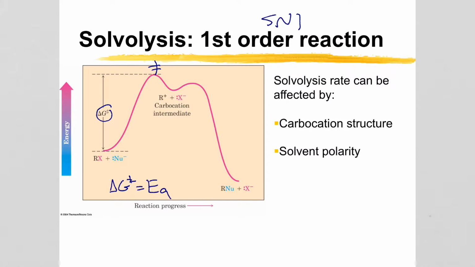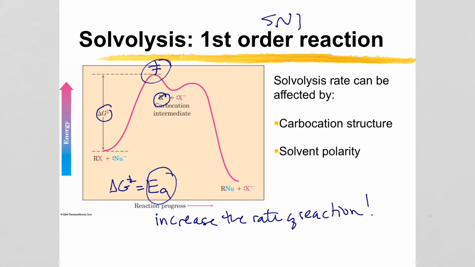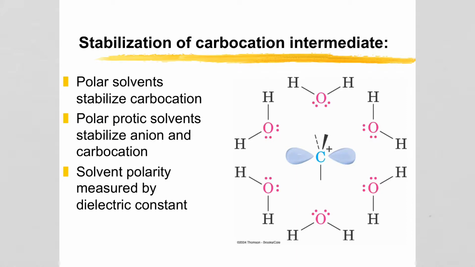And recall that anything that stabilizes the carbocation intermediate will also stabilize the transition state. And if you lower the transition state energy, that means you're going to lower the energy of activation, and that is going to increase the rate of the reaction. So what are some of the things that stabilize carbocation intermediates? Well, polar solvents can definitely stabilize the carbocation, because recall you've got this polarization, delta positive and delta negative, and so that delta negative can stabilize the carbocation there.